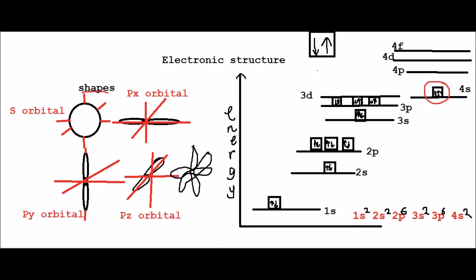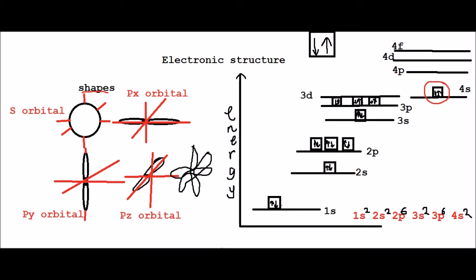So we need to know firstly that electrons fill up the lowest energy subshells first. We've got 1s being the lowest energy. Up here we can see that the energy is increasing, and this is obviously the lowest one. So the 1s one would fill up first.